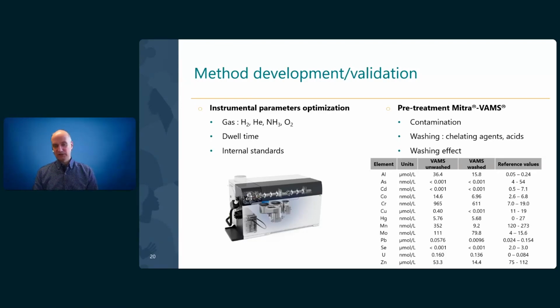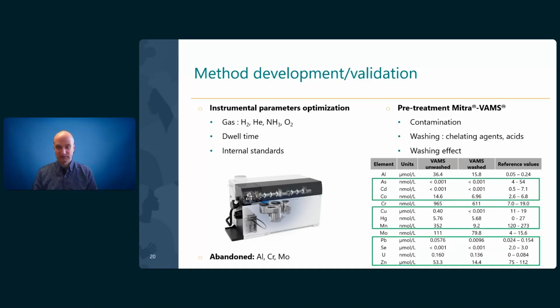So these are the targeted elements. There is a comparison table of results, so quantification before and after washing. For most of them, we can see that it works very, very well. Arsenic, cadmium, cobalt, copper, mercury, manganese, lead, selenium, uranium, and zinc have a positive impact once we wash the VAMS. I also reported the reference values in blood for these elements, just to show that there is no impact even if there is still a very low amount of contamination after washing.